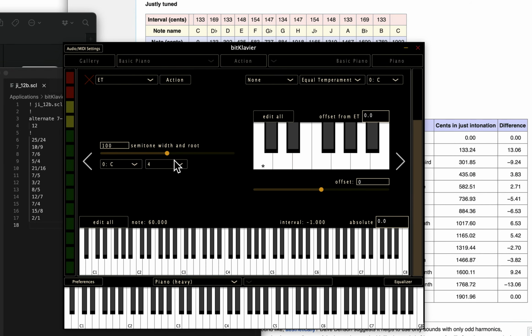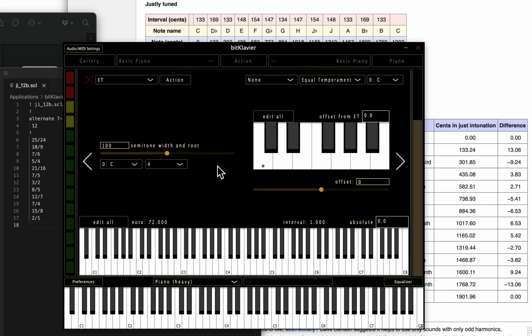We're going to look at two of the other main components of the tuning preparation. The first component is the semitone width and root, and the second is what we call the absolute tuning keyboard. So let's start with this part here. Semitone width and root, it does what it says. It sets the width in cents for a half step, or the space between each adjacent key.